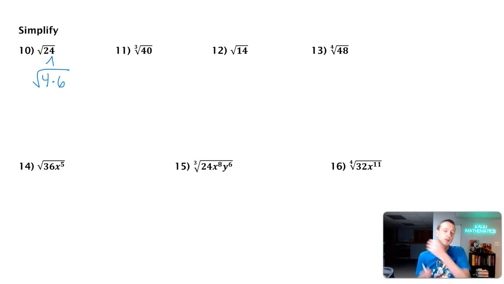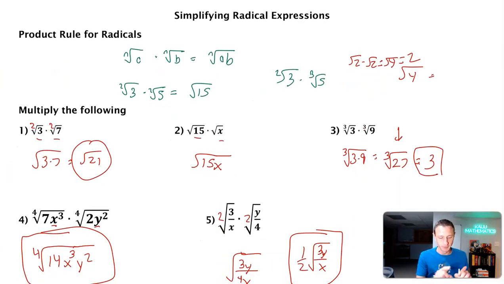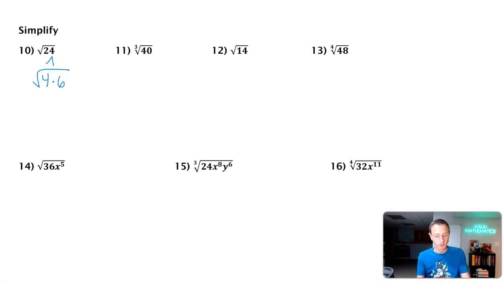So using that product rule that we just talked about, the nth root of a times the nth root of b is the nth root of ab. Well, I can separate it going the other way. So I can have this form and go to the nth root of a times the nth root of b. So what I did is I separated 24 into 4 times 6. So that's going to be the square root of 4 times the square root of 6.